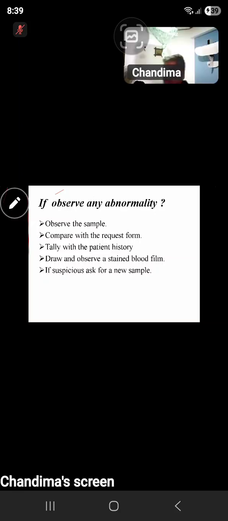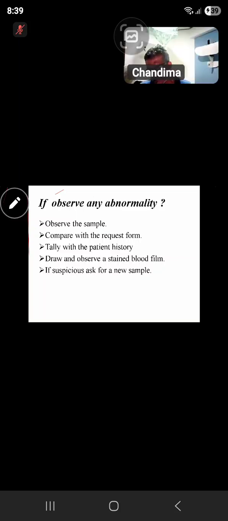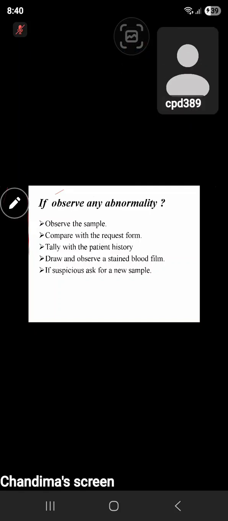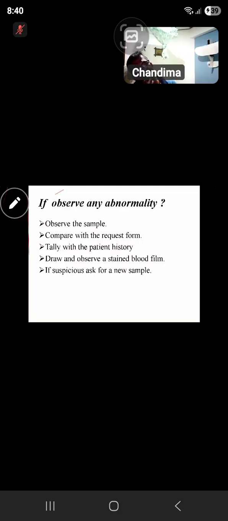Any questions? Sometimes we get EDTA-induced thrombocytopenia. How can we detect it without observing the blood film? Are there any methods? EDTA-induced thrombocytopenia without looking at the blood film is a very difficult condition to detect.